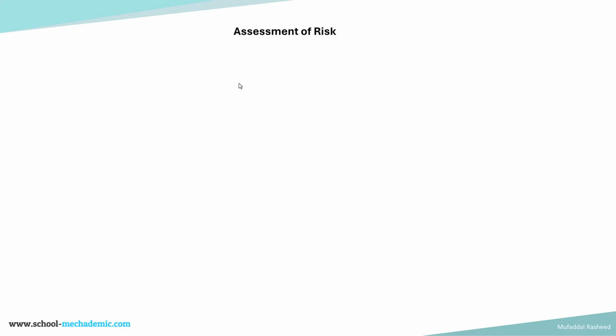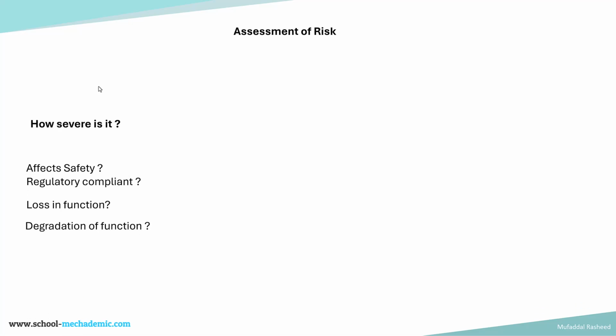So how do you assess the risk? There are three factors which help us to assess the risk. One is, how severe is it? What's the severity of the failure? Does it affect the safety? For example, in a car, if a control arm breaks, it directly affects the safety of the passengers. So that's a very, very severe failure. Or is it regulatory compliant? Regulatory compliance is the compliance to the rules and regulations of the nation or the land where the product is being sold or where it is developed. If it is not compliant with the rules and regulations, then it is a top level severity.